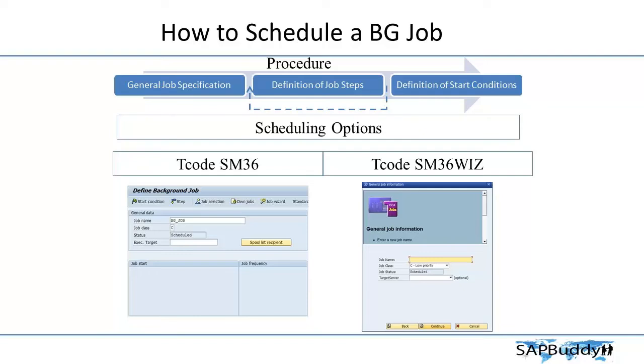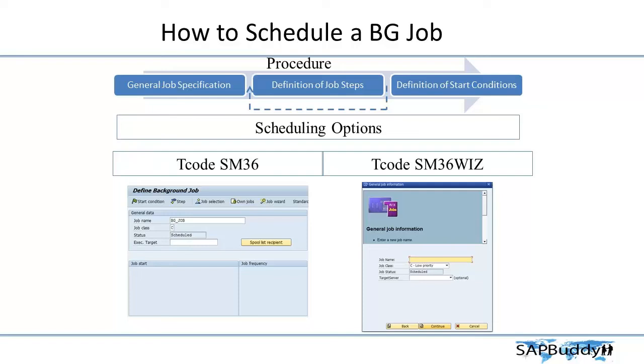So you have the job specification, that's the general information about this job. Then you have job steps, that means the steps which need to be executed, how many programs need to be executed, or what commands need to be executed. Then you will specify the starting condition, on what condition you want to start, whether it is event based or time based. If it is time based, what time you want to execute, on what date you want to execute, this kind of information.